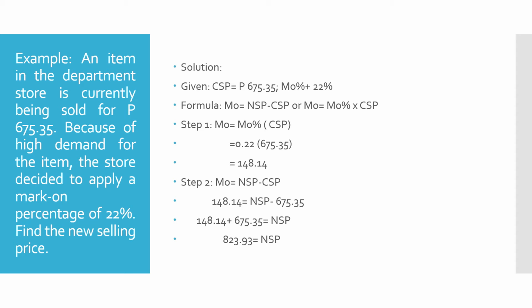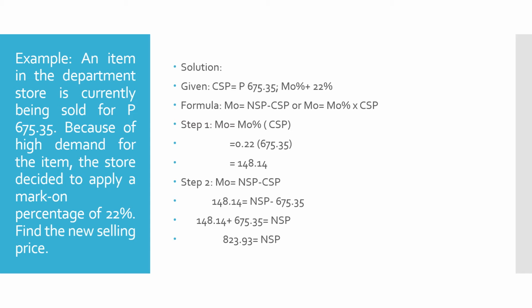An item in the department store is currently being sold for 675.35. Because of high demand for the item, the store decided to apply a mark-on percentage of 22%. Find the new selling price. Now, this time, kapag daw masyadong in demand yung product na meron tayo, that is the time na pwede tayo mag-mark on doon sa ating product.